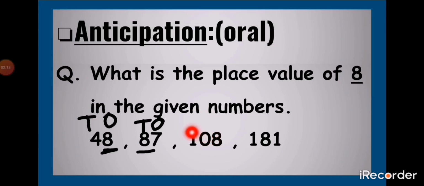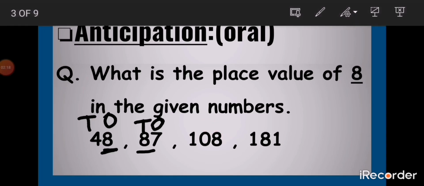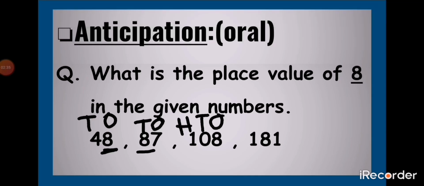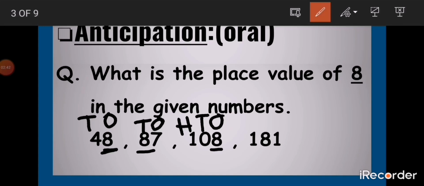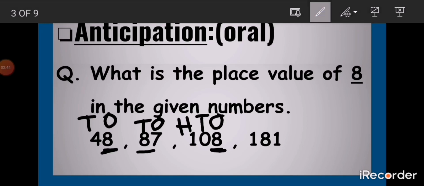Next one is the 3-digit number 108. Put the values first. Start from the right side digit. It's 8. Put O for ones. The next digit is 0. Put T for tens. And the next one is 100, and put H for hundreds. That's the last digit here. So this number has 1 hundred, 0 tens and 8 ones. And the place value of 8 in this number is 8 ones.